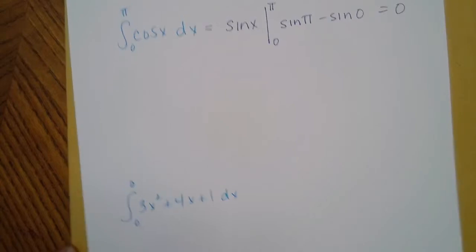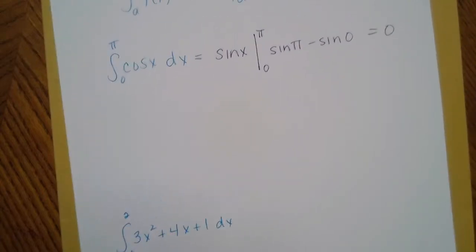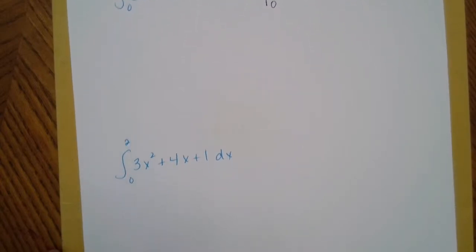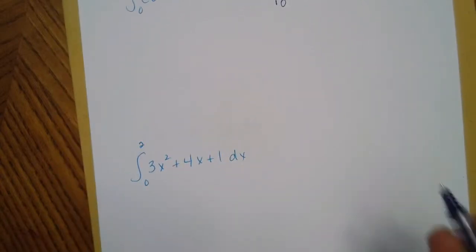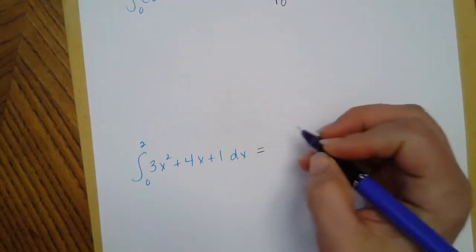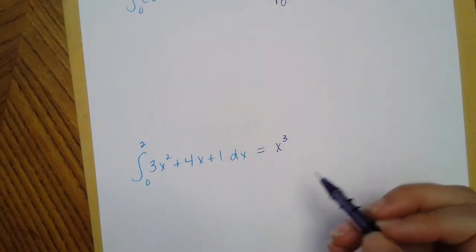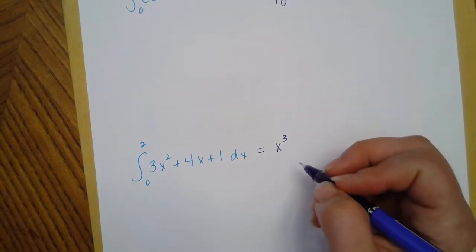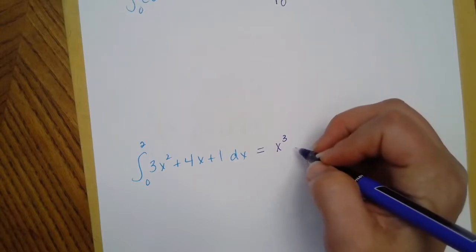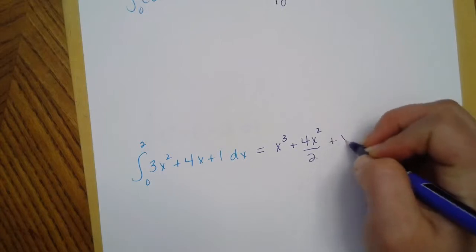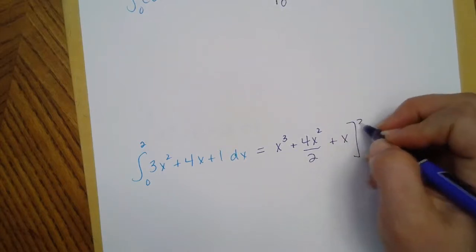This time we just have a polynomial function, a quadratic function, that we want to find the antiderivative of and plug in our endpoints. So we have the definite integral from 0 to 2 of 3x squared plus 4x plus 1 dx. I'm going to first find my antiderivative, which is x cubed. It'll be 3x cubed over 3, so I'm not going to write that because the 3's cancel and get 1. Then I have plus 4x squared over 2, plus x, and I evaluate from 0 to 2.